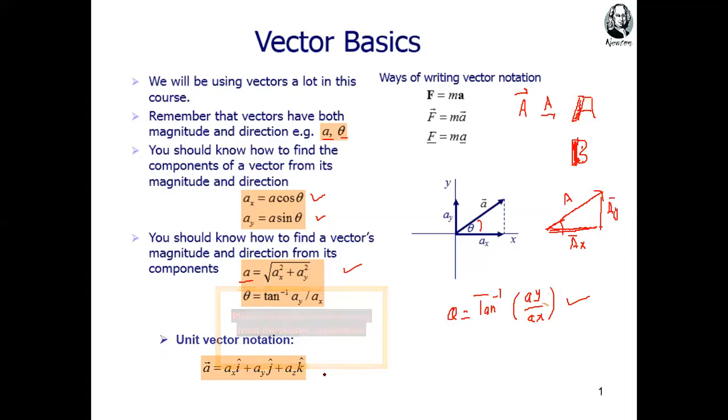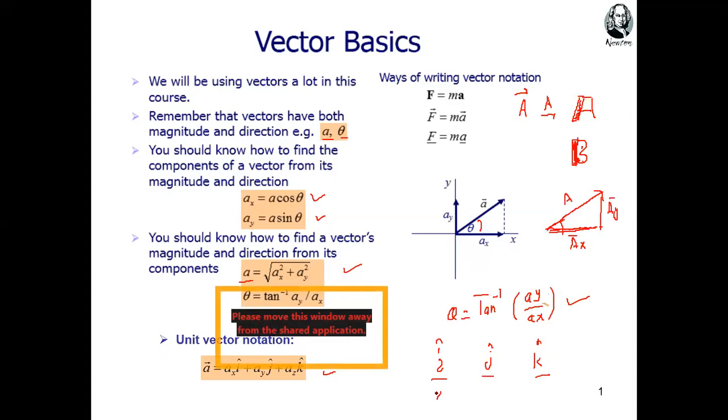Okay, next thing we have is unit vectors. So we have unit vectors like i, j, and k. These just show the direction. i is for the x-axis, j is for the y-axis, k is for the z-axis. Correct? These are unit vectors. Their magnitude is equal to 1. So let's try one example.